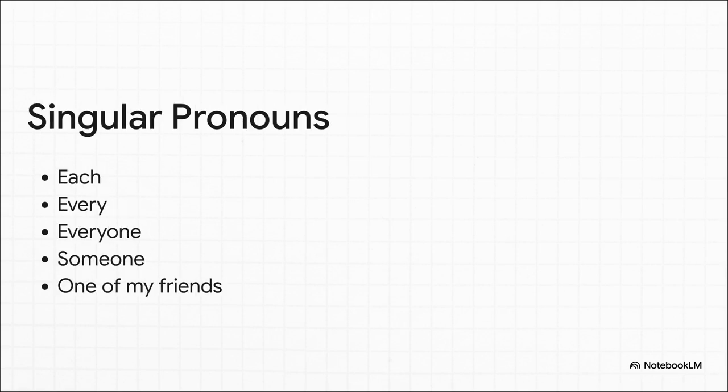Similarly, look at these pronouns. Words like each, every, everyone, and someone are used to single out individuals within a larger group. Because they isolate one person or thing, they absolutely demand a singular verb. A massive, and I mean massive, trap examiners set every single year is the phrase, one of my friends. Please don't let that plural word friends trick you into using are. The core subject there is one, so the verb must be singular. One of my friends is coming.